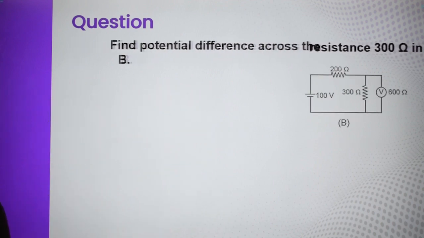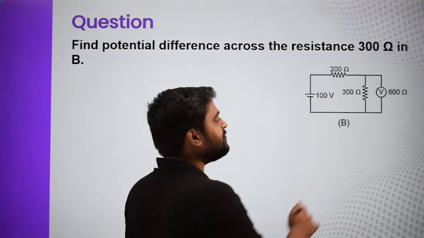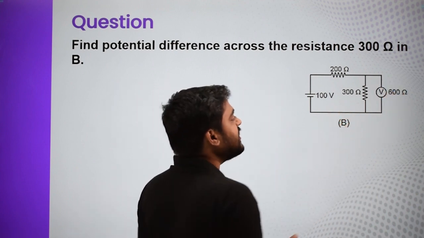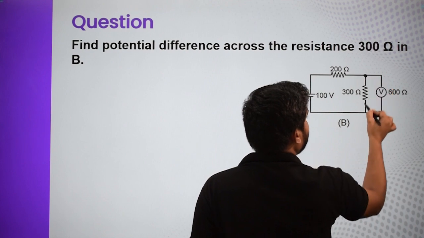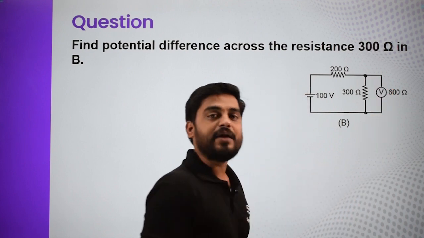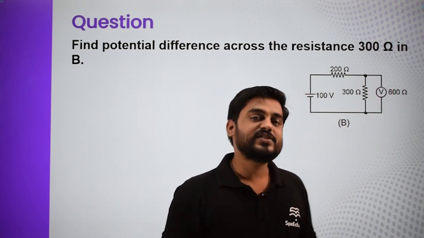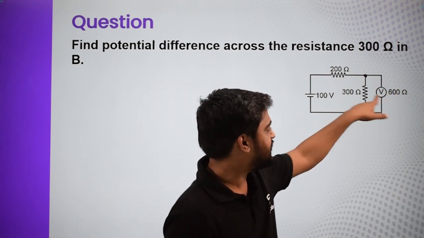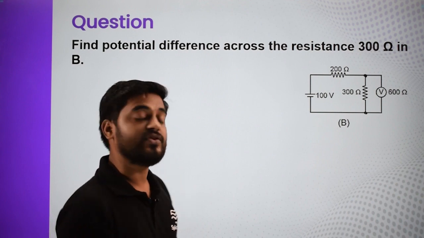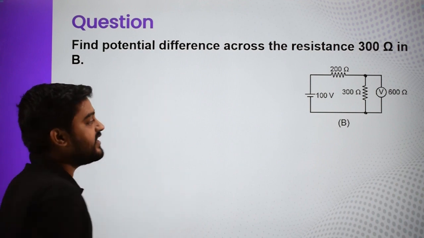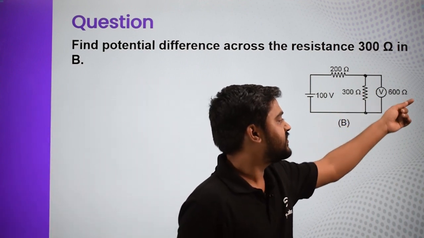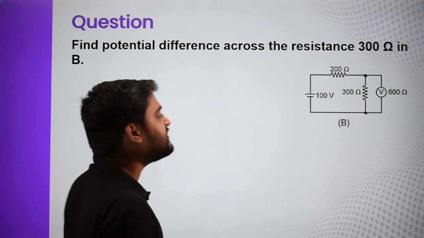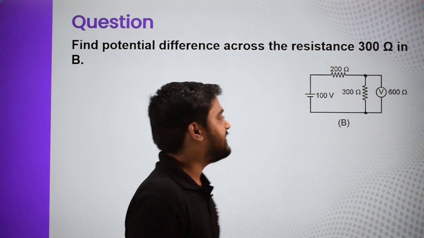Now what will happen if we are connecting a voltmeter in parallel? See here, the voltmeter connection is proper. I just want to measure the potential difference across this 300 ohm and I put a voltmeter, but the problem is this voltmeter is having 600 ohm resistance. Ideally it has to be very large when compared to 300, but 600 is not very large when compared to 300. So I cannot neglect it over here. So I have to calculate properly, and now they are saying again find the potential difference across this 300 ohm resistance.